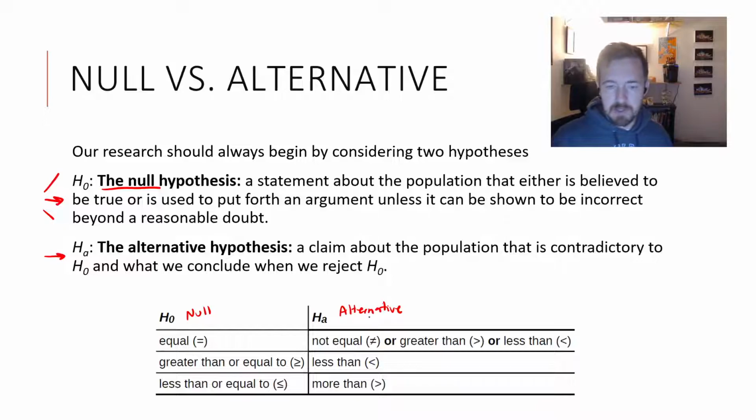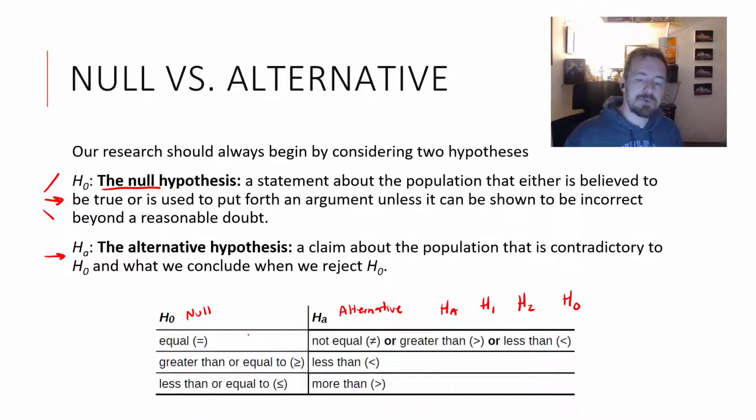Sometimes, including in the book, you can refer to this as HA, or you can refer to it as H1. That's fine too, because sometimes people will have H1, H2, and H0, which basically means they have a null hypothesis and two competing alternative hypotheses, and that's okay. In our case this semester, we're mostly just going to have HA and H0. We're usually only going to have these two.